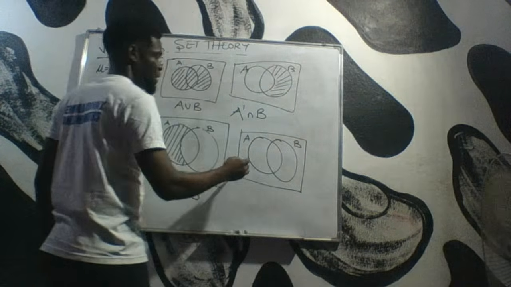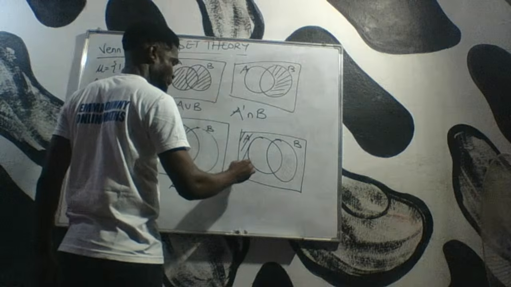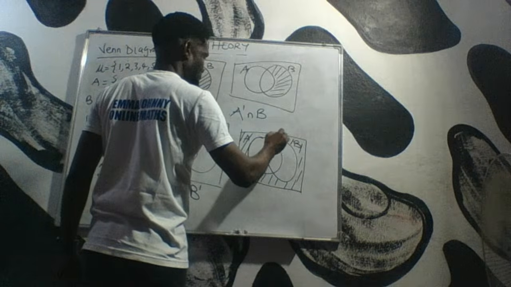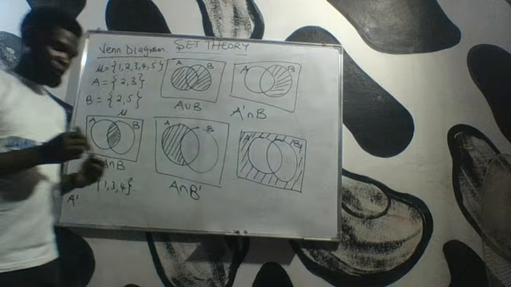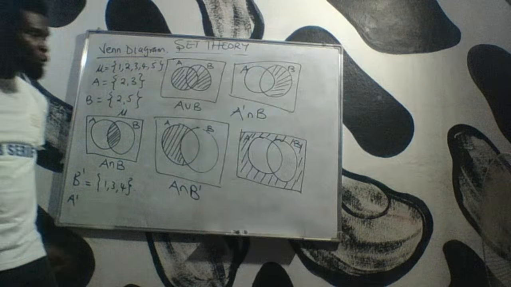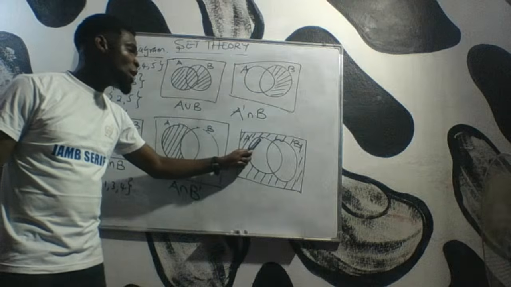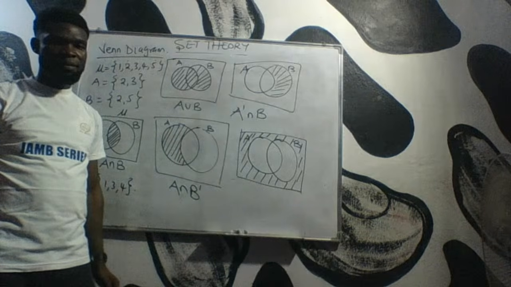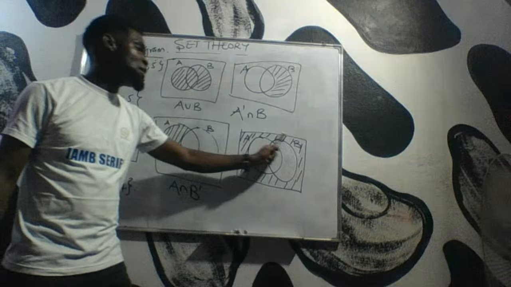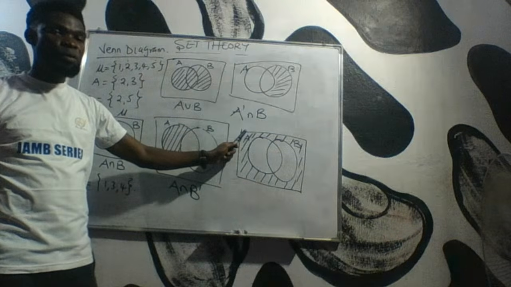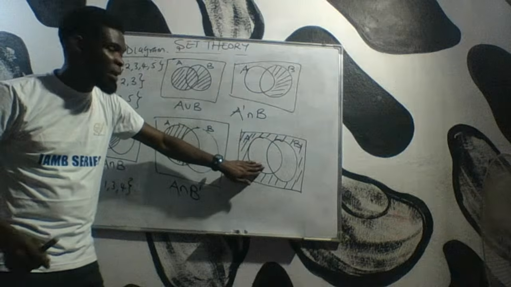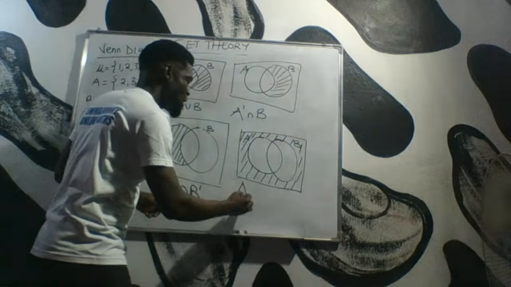AB, and then I shade this, so looking at this now, what will we say? Note number one, there are no elements in A, and there are also no elements in B, but the elements are in the universal space outside. So that means the universal space. So since there are no elements in A, that means A complement.